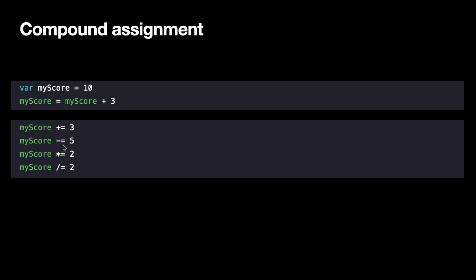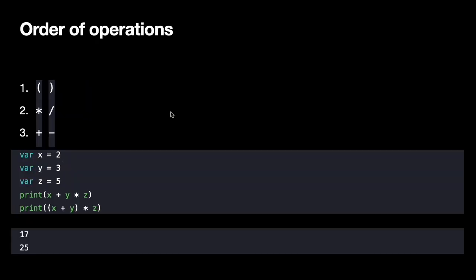Likewise, we have similar compound assignment operators for subtraction, multiplication, and division. For example, myScore /= 2 will take myScore, divide it in half, and then put the result into myScore. Mathematic operations always follow a specific order.